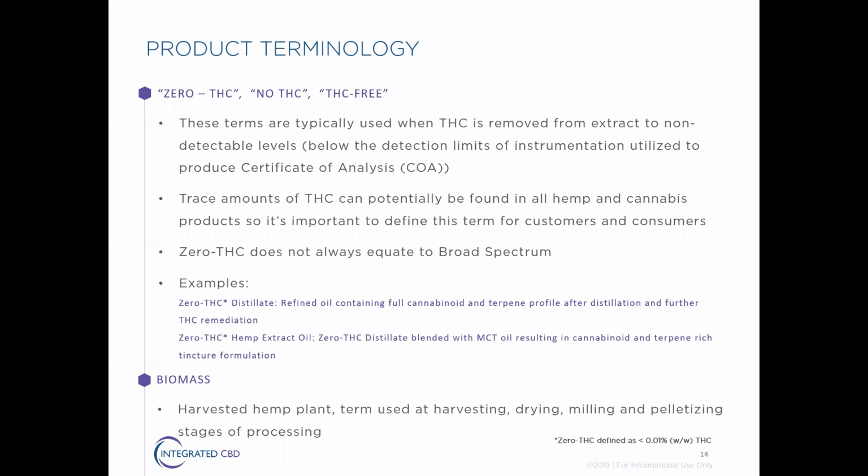Trace amounts of THC, however, can still be found in all hemp and cannabis products, so it's important to define this term for the customer and consumer. Zero THC also does not always equate to what's called, quote unquote, broad spectrum. Further examples that illustrate this would be zero THC distillate, a refined oil containing full cannabinoid and terpene profiles after distillation and further THC remediation. Zero THC hemp extract oil would be another example, where zero THC distillate blended with MCT oil results in cannabinoid and terpene rich profiles combined in a tincture formulation.